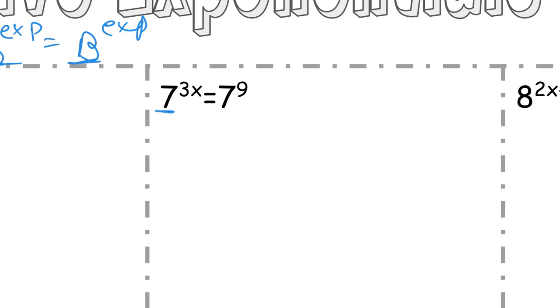Okay, here we go. Same base, so I can drop the bases, and I just have 3x equals 9. Isn't that just 2? So x equals 2. Good math. 9 divided by 3 is 3. There you go.